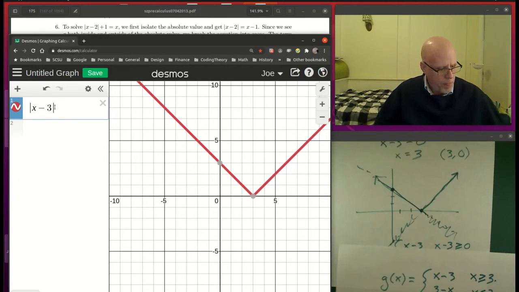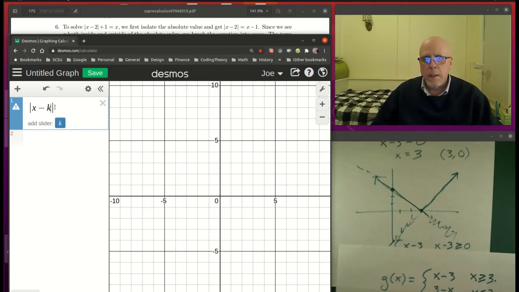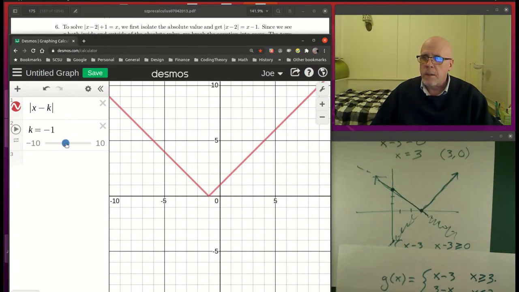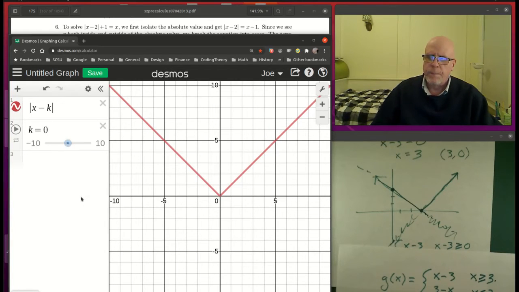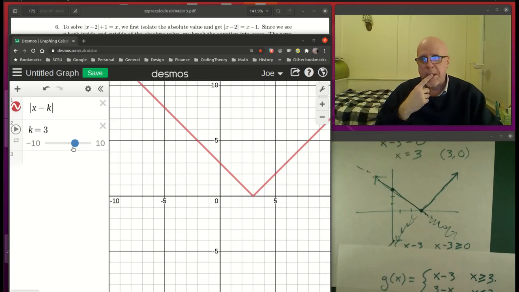If I turn that into a K, get a slider for K, start K at 0, yeah. So that's a horizontally shifted version of the absolute value graph with no shift. If I bumped K up to 3, we get the graph we were just talking about. I think, generally speaking, this is the better approach.